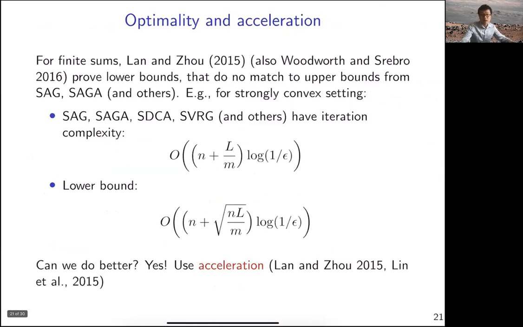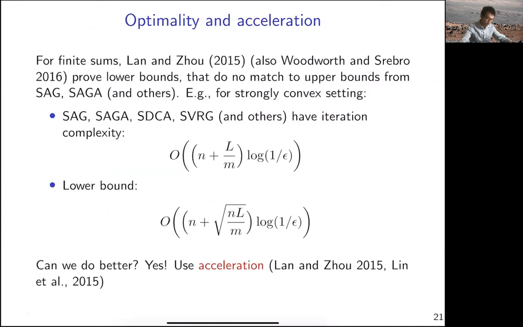So we talked about convergence. Now we can get linear convergence, but in the batch setting, without the stochastic sampling of the gradient, we can also get acceleration. We can get a better dependence on the condition number L over M. Can we get the same in the finite sum setting? It turns out that we can, but there are some caveats.